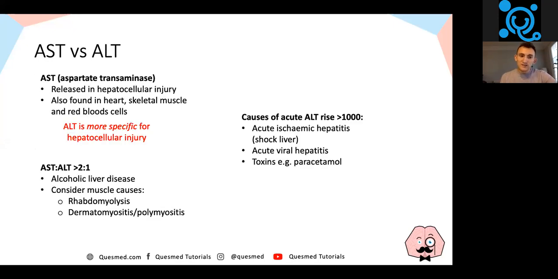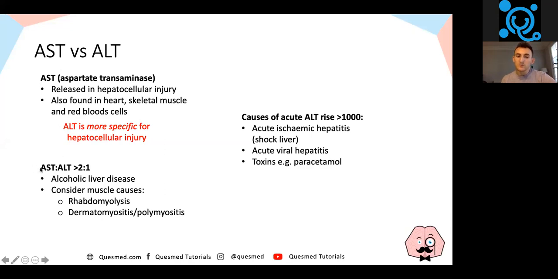AST, or aspartate transaminase, is also released in hepatocellular injury like ALT. But AST is also found in skeletal muscle, red blood cells, and myocardial cells. ALT is slightly more specific for hepatocellular injury than the AST. So we usually just use ALT; if you send it off to any normal lab, it will just send you back an ALT. You can request AST as well if you wanted to, but that's usually a separate request.